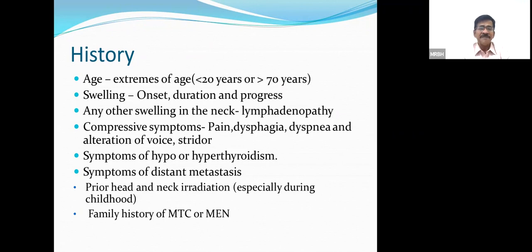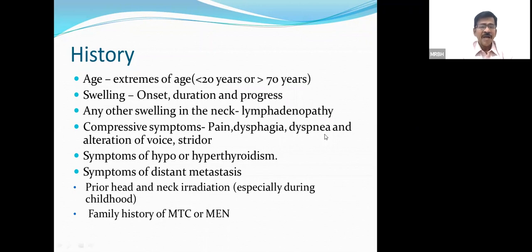Another important part of the history is to evaluate for any other swelling in the neck, which might indicate associated lymphadenopathy. We should inquire about compressive symptoms like pain, dysphagia, dyspnea, alteration of voice, and stridor. We should go into each of the systems to assess whether the patient has symptoms of hypo or hyperthyroidism, like appetite, weight loss, palpitation, irritability, and other neural symptoms. And if you suspect a malignant disease in the thyroid gland, we should inquire about symptoms of distant metastasis, like bone pain, any swelling in the bones, any abdominal distension or jaundice, or neural symptoms.